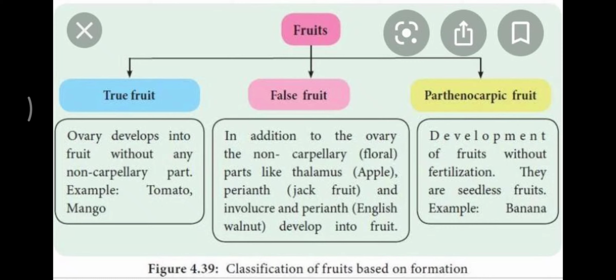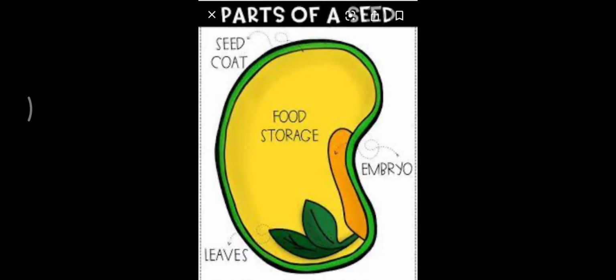Next is the parthenocarpic fruit. This is the fruit that develops without fertilization. Many fruits are seedless like banana and grapes. They are propagated by parthenocarpy. Now let us see the next heading, that is the seed. The fertilized ovule is called seed.